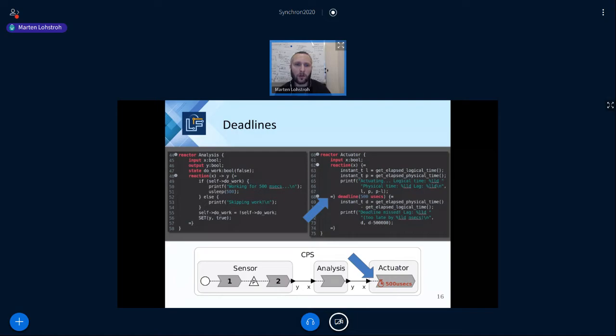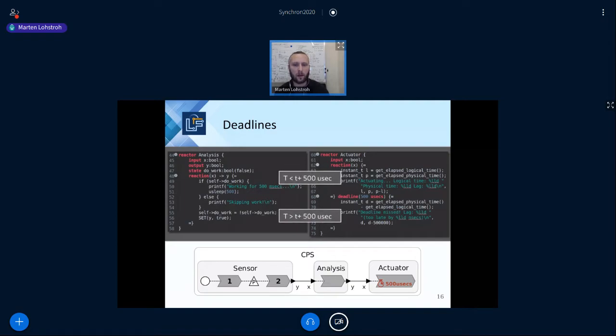Recall, at this point, the current logical time is still equal to the tag that was assigned in the sensor based on the physical clock. And no logical time has elapsed during the preceding reactions that have executed during the same tick. So the predicate is as follows.